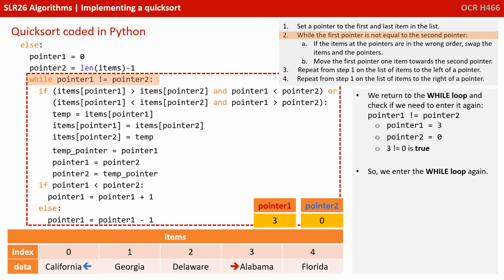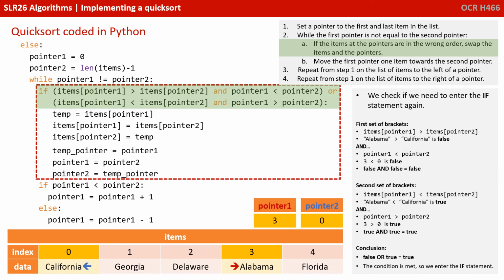We return to the while loop and check if we need to enter it again. Pointer 1 not equal to pointer 2. Well, 3 is not equal to 0, that's true. So we enter the while loop again. We check if we need to enter the if statement again. Now, we've laid out the logic there, but the conclusion is we end up with false or true equals true. The condition is met, so we do enter the if statement.